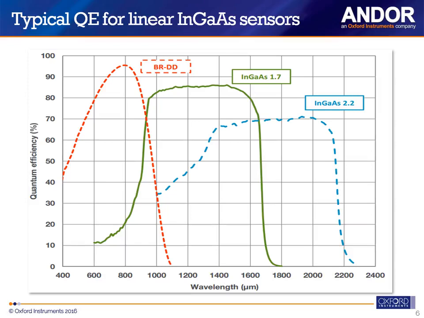InGaAs detectors, on the other hand, a different type of material compared to CCDs, are able to have a lower band gap and are able to detect photons with the lower energies, typically from 1 micron up to 2.2 microns, depending on the type of InGaAs. In this presentation, we're specifically looking at the 1 micron to 1.7 micron region, and that will be covered by the sensor in green.